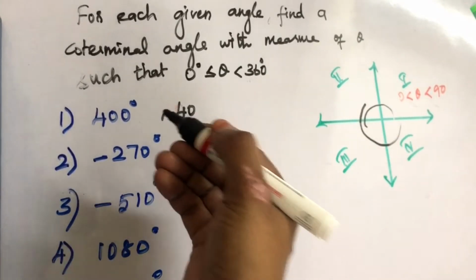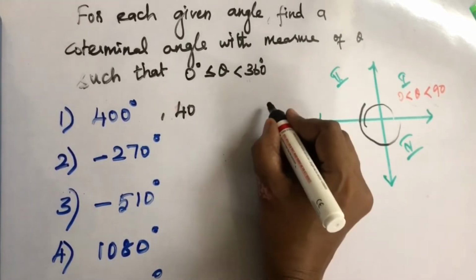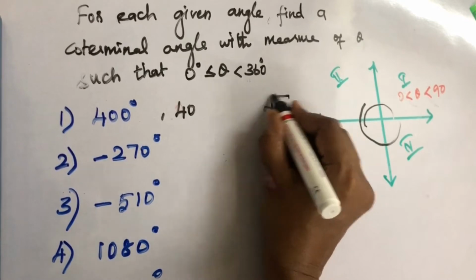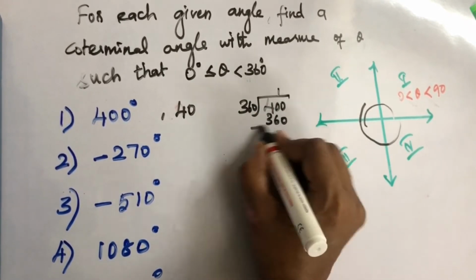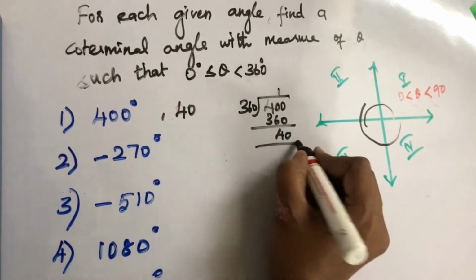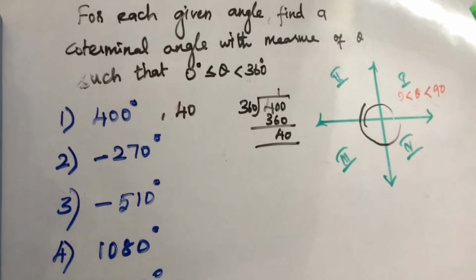If they give some different values, how will you find it? You have to divide 400 by 360. So 1 times 360 and the remainder is 40. So 40 is the coterminal angle.